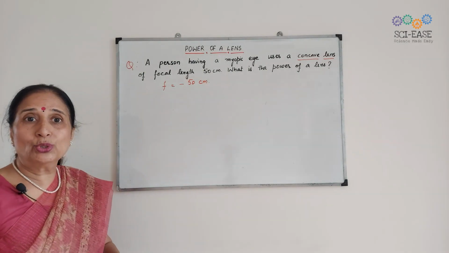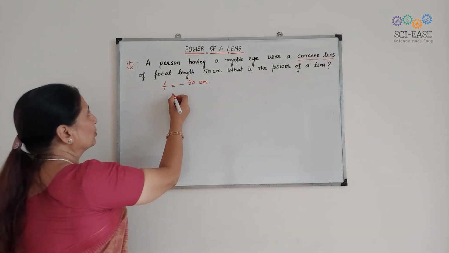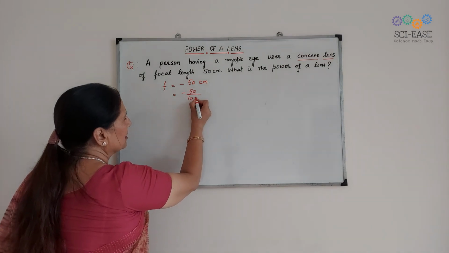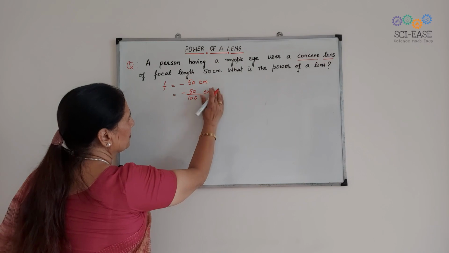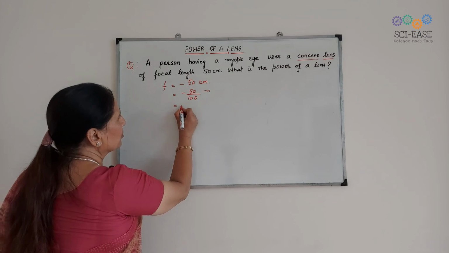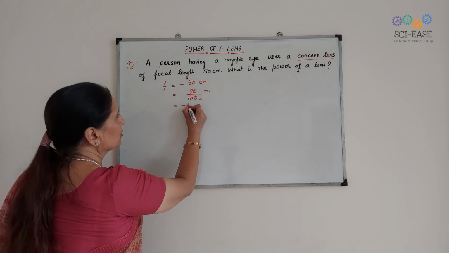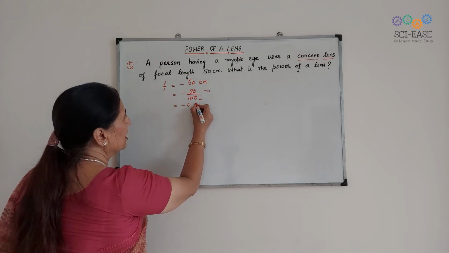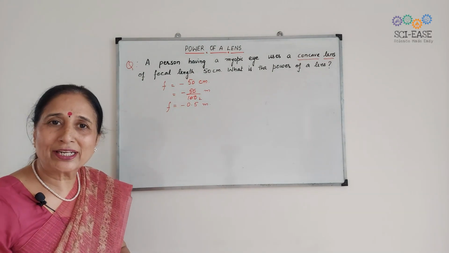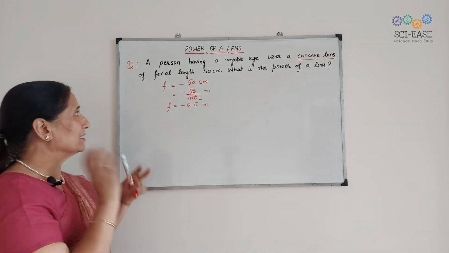And I have told you that we are to convert first this centimeter into meter. So this will come out to be minus 50 over 100, 50 over 100 meter, or it is equal to 1 by 2, or it is equal to minus 0.5 meter. So this is the focal length of the concave lens in meters. So first we are to convert it into meters.